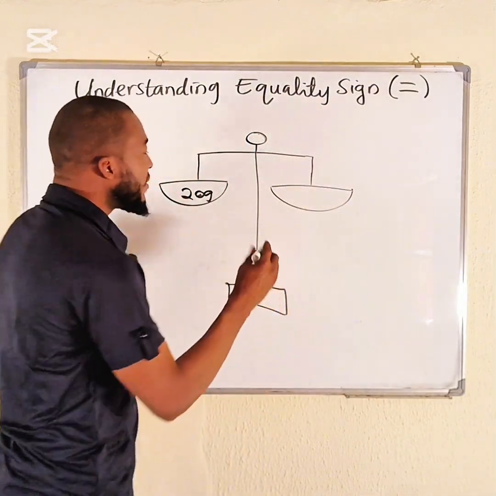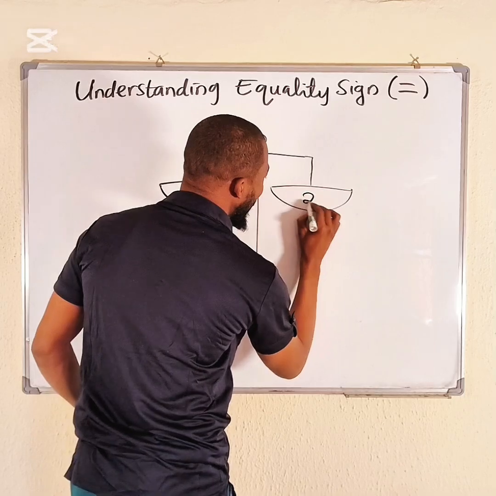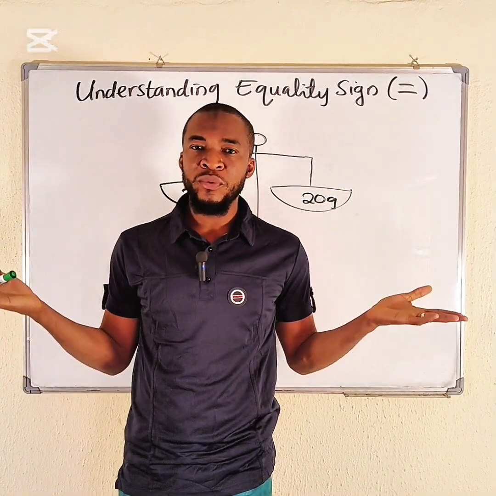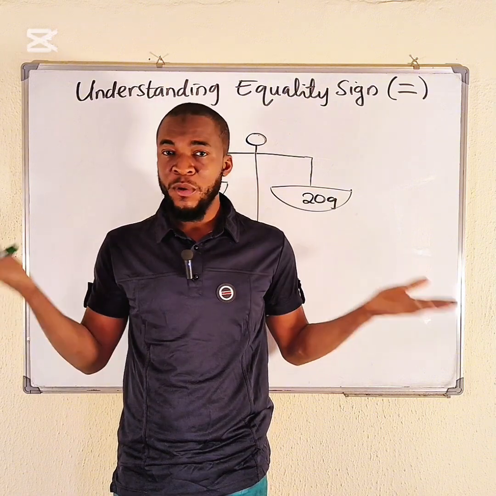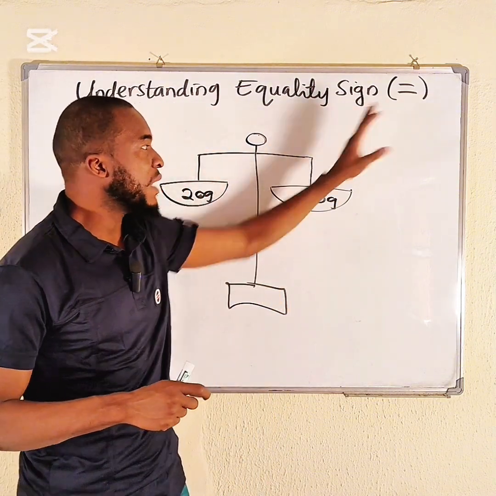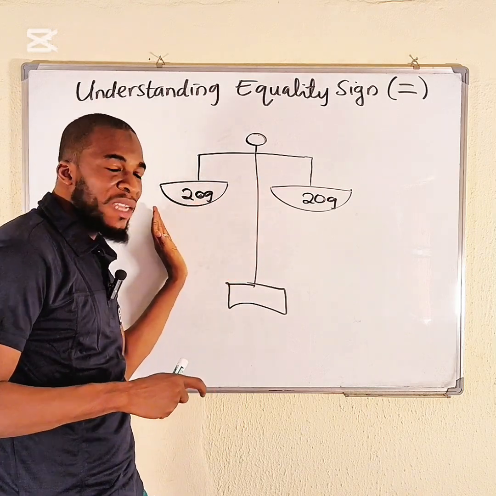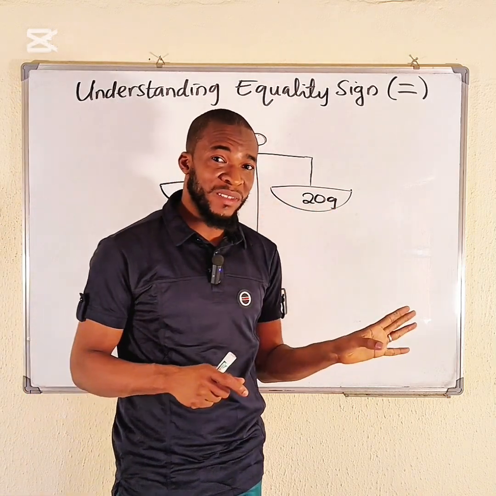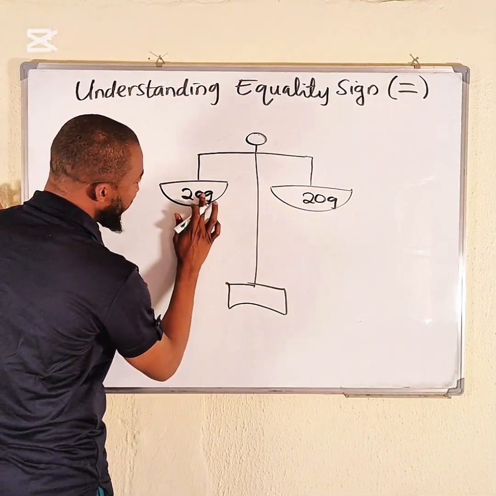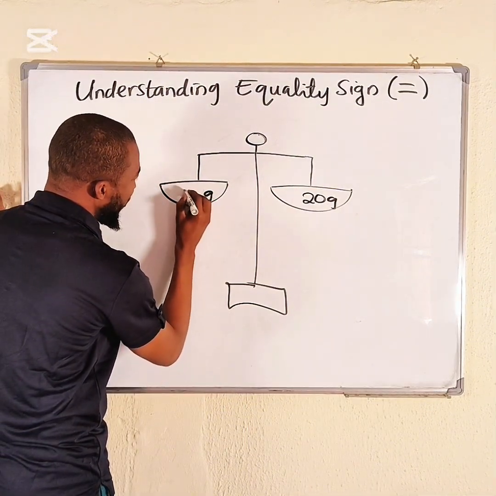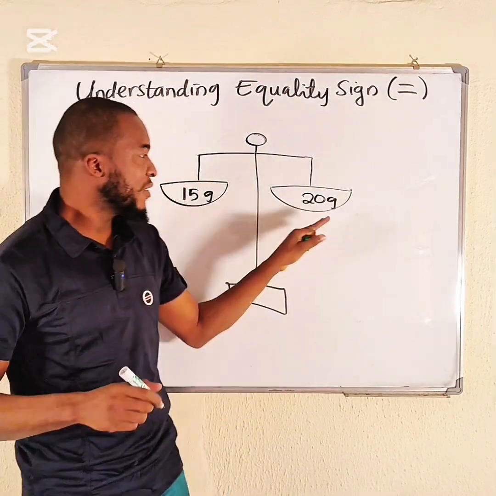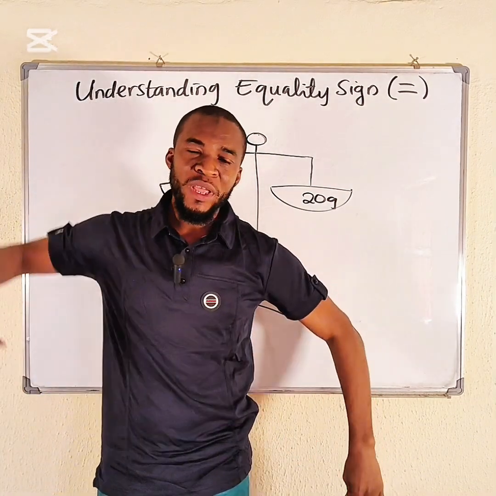But the moment you add the same quantity to the other side, 20 grams, the scale will be at equilibrium, meaning the same position, right? So this is an example of the equality sign. It means that what is on the left hand side is exactly what is on the other side, talking about quantity. And the moment you remove maybe 5 grams here, this becomes 15. Then this one will be much heavier because this is 20, this is 15. So it will go incline like this.